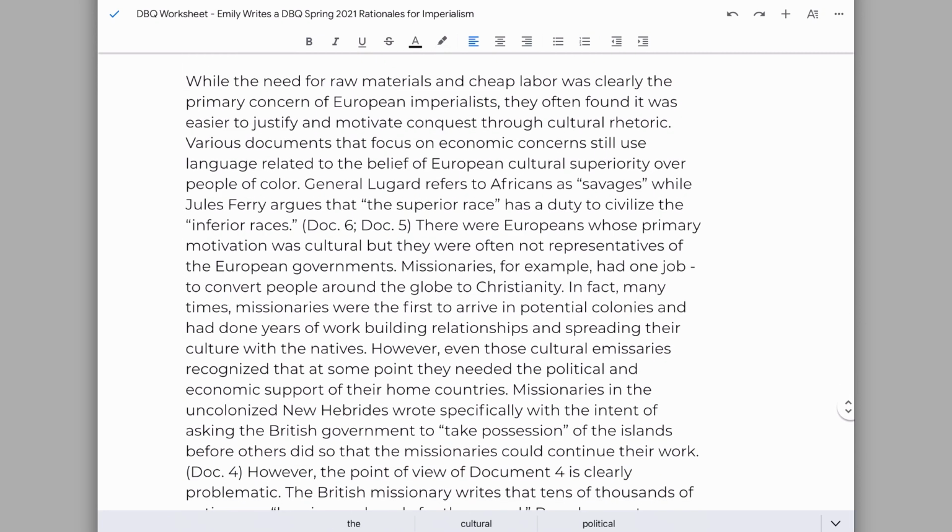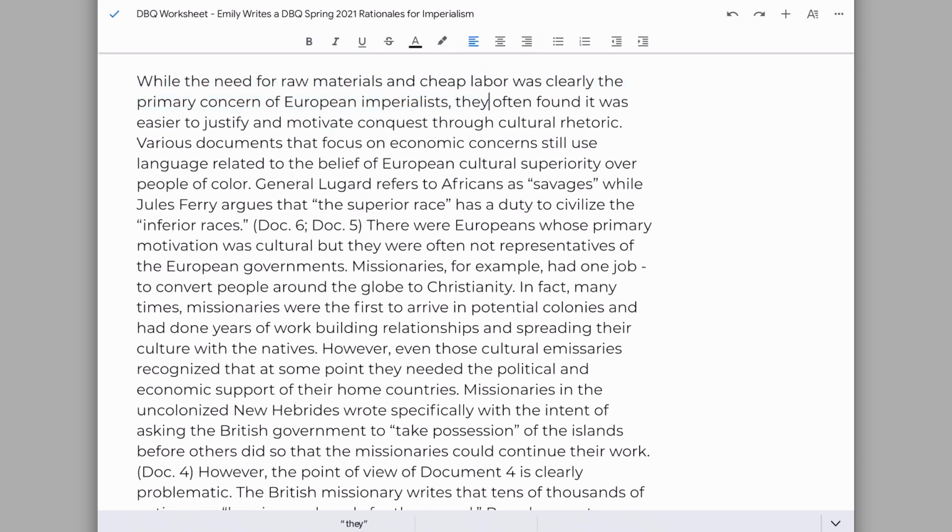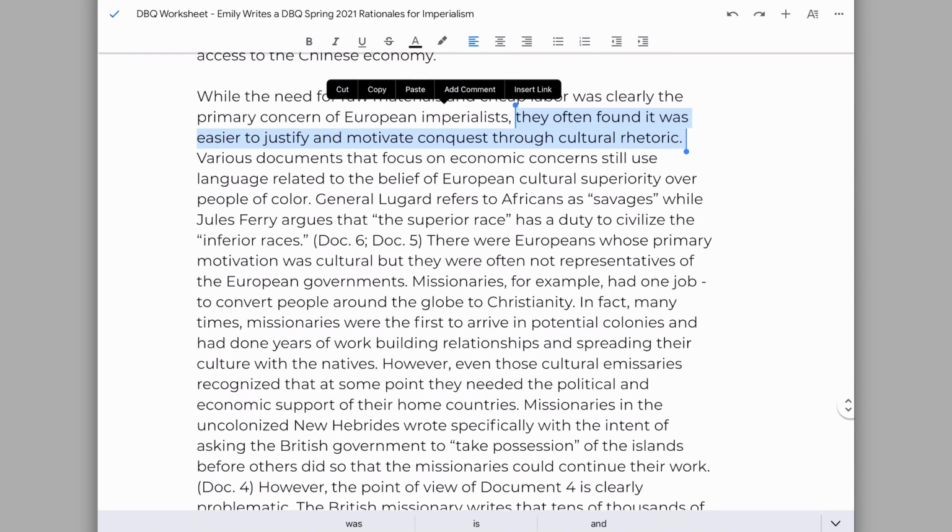While the need for raw materials and cheap labor was clearly the primary concern, they often found it was easier to justify and motivate conquest through cultural rhetoric. So she's reiterating her thesis here. Look, it was mostly economic, but they used culture to justify things. This is very clever, and it's showing me that what I saw as complexity in the thesis is sustaining her argument throughout. So great work on this.